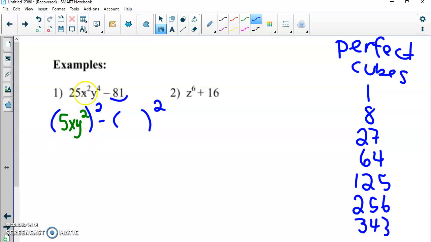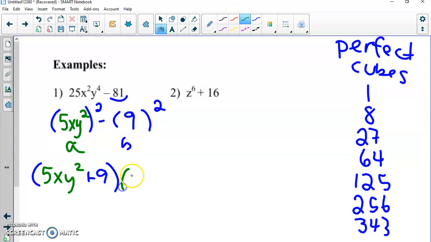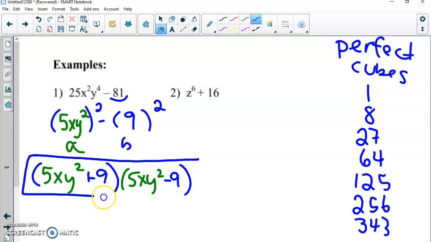So this is the square root of that individual term there. 81, the square root is 9. Notice I put in positive 9 here. The subtraction goes outside. So in green, that is my A in my formula, and my 9 is my B. So difference of perfect squares tells you to do A plus B. So green plus the blue. So 5xy squared plus 9, and then 5xy squared minus 9. This is the factored form of number 1.